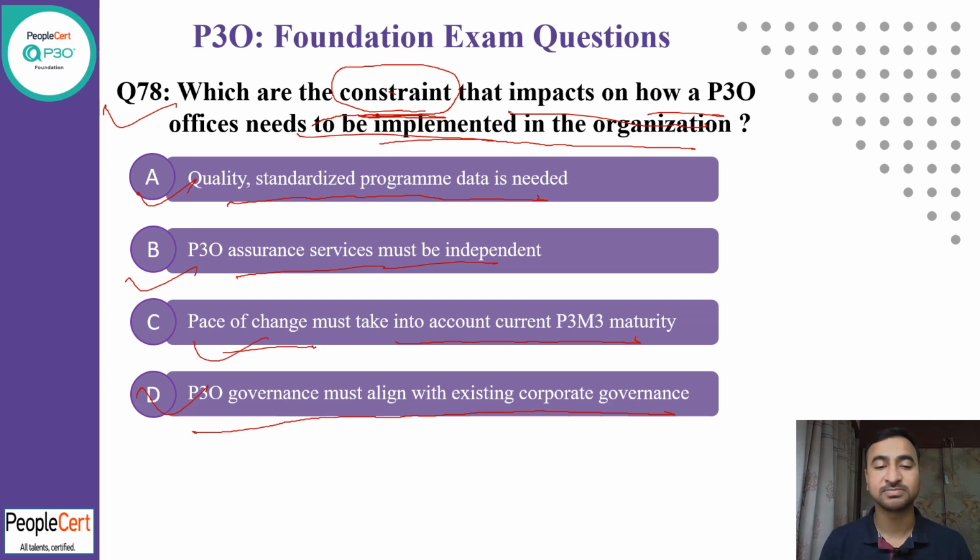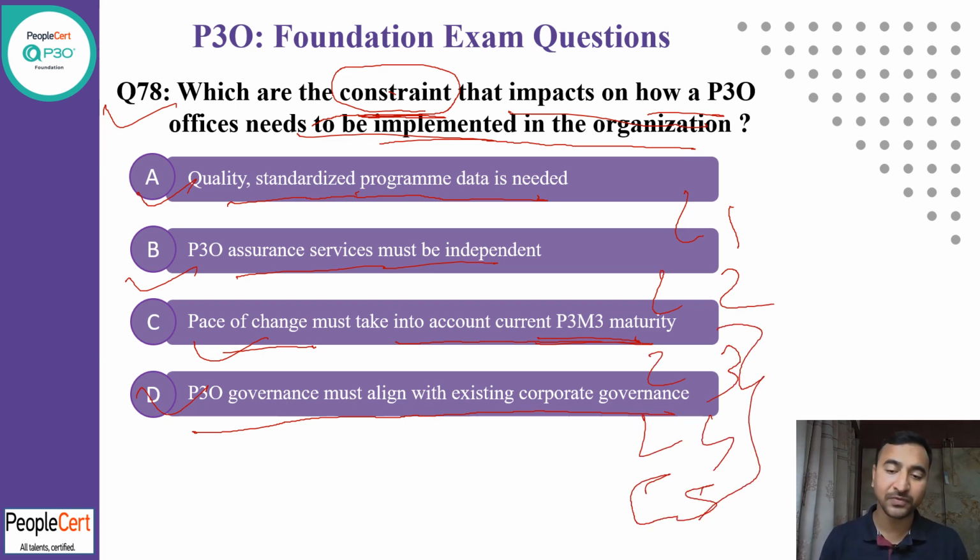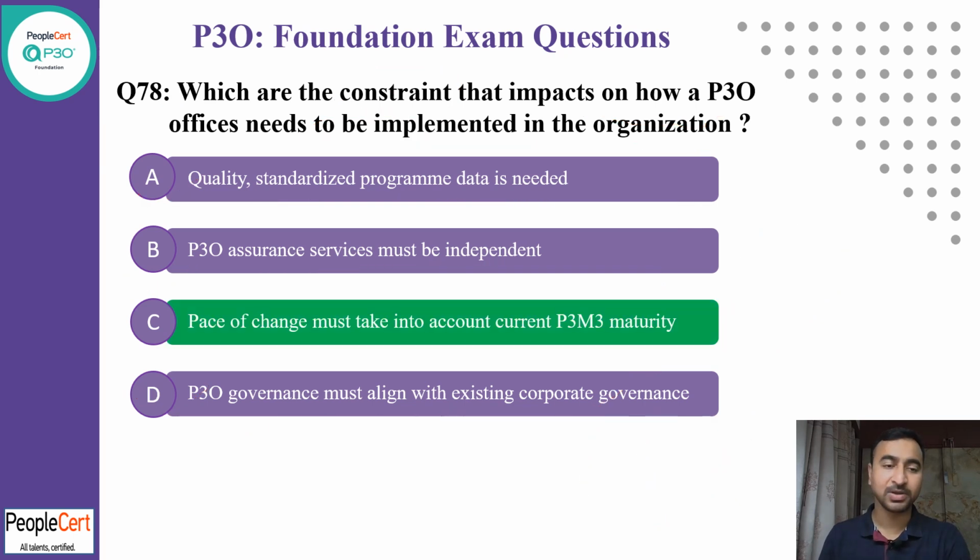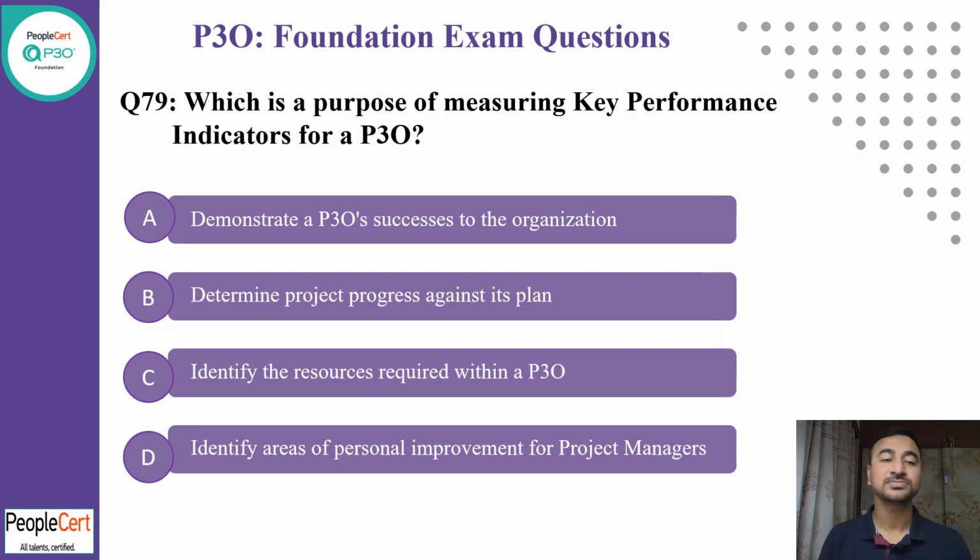So the pace of change must be taken into account, along with current P3 maturity. As I told you, there are five levels of maturity: level 1, 2, 3, 4, and 5. If the organization is at level 3 and above, we can implement on a very fast track because it is already mature. But if it is at level 1 or 2, moving from level 1 to level 3 takes almost a year and a half, so you have to consider that. So I believe pace of change is the correct answer. Yes, that is it.